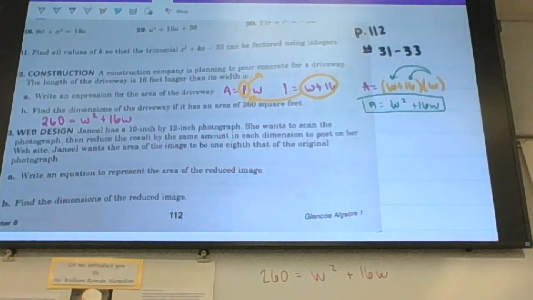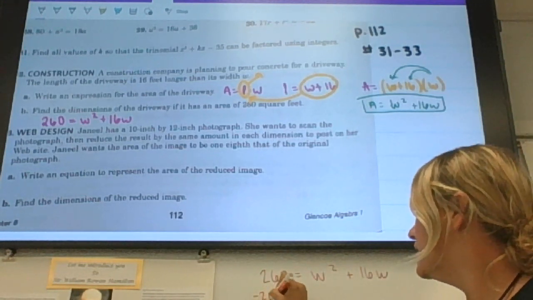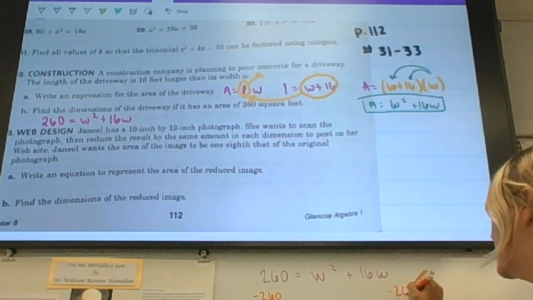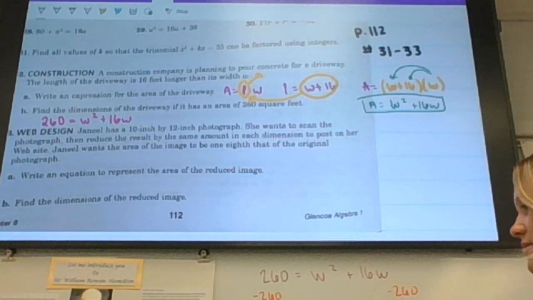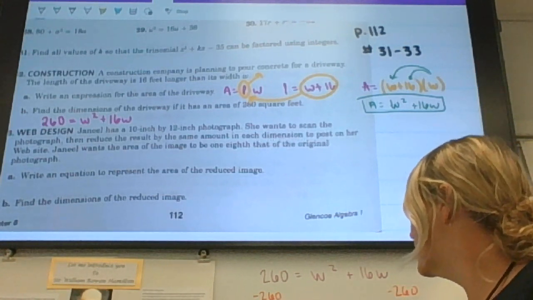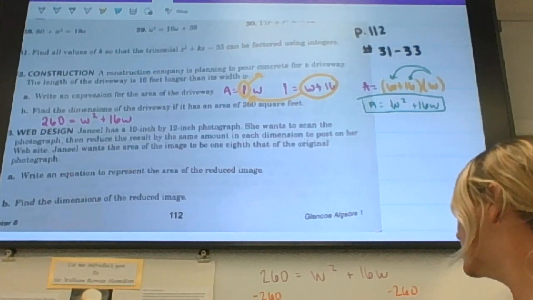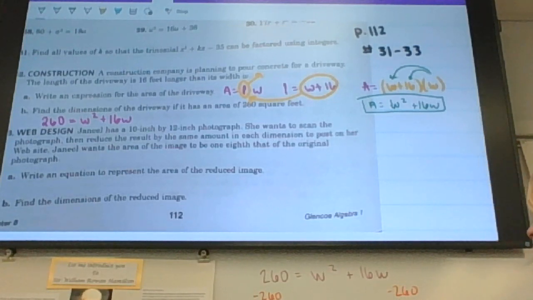How do I get a 0 here, Thomas? How do I get a 0 here? I need a 0, so I use my 0. Minus 260 from both sides. Alright, Tony, how do we factor? We got our 0, we got our standard form quadratic. We want the dimensions, we're going to need to figure out what W is. How are we going to solve?